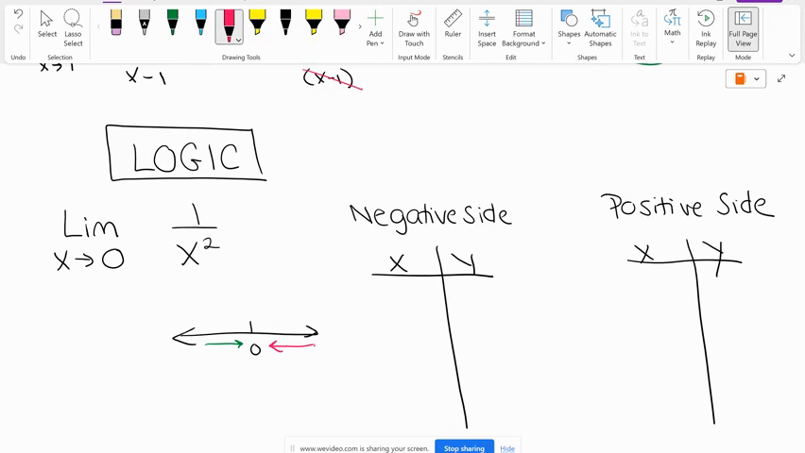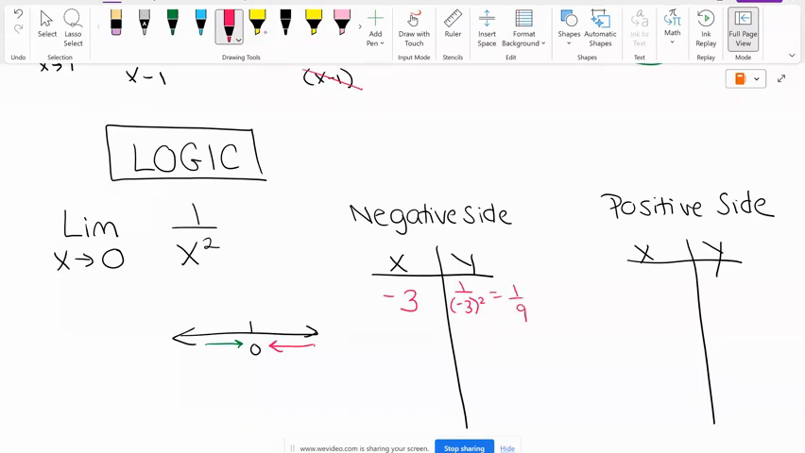All right, so let's start off. I'm going to say when x is negative 3. What am I going to do? I'm going to take that negative 3 and plug it into 1 over x squared. So this is 1 over negative 3 squared. What's negative 3 squared? So this is 1/9.